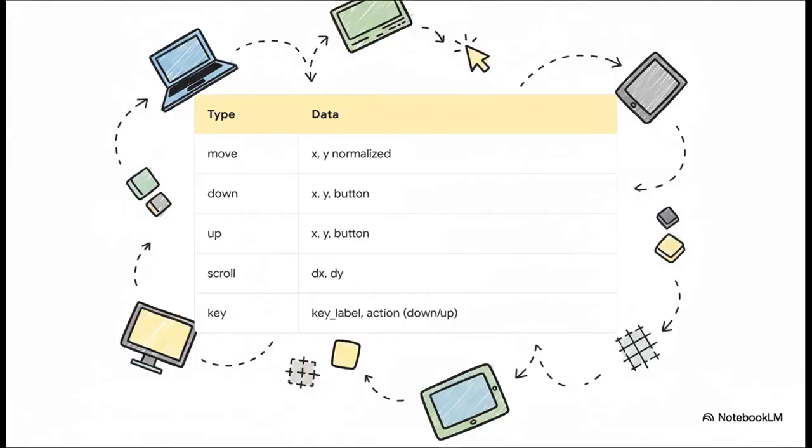And of course, we have a different postcard for every possible action. A move just needs the coordinates. A down, like a click, needs the coordinates and which button was pressed. And a key postcard needs to know exactly which key was hit. Every action gets its own perfectly tailored message.